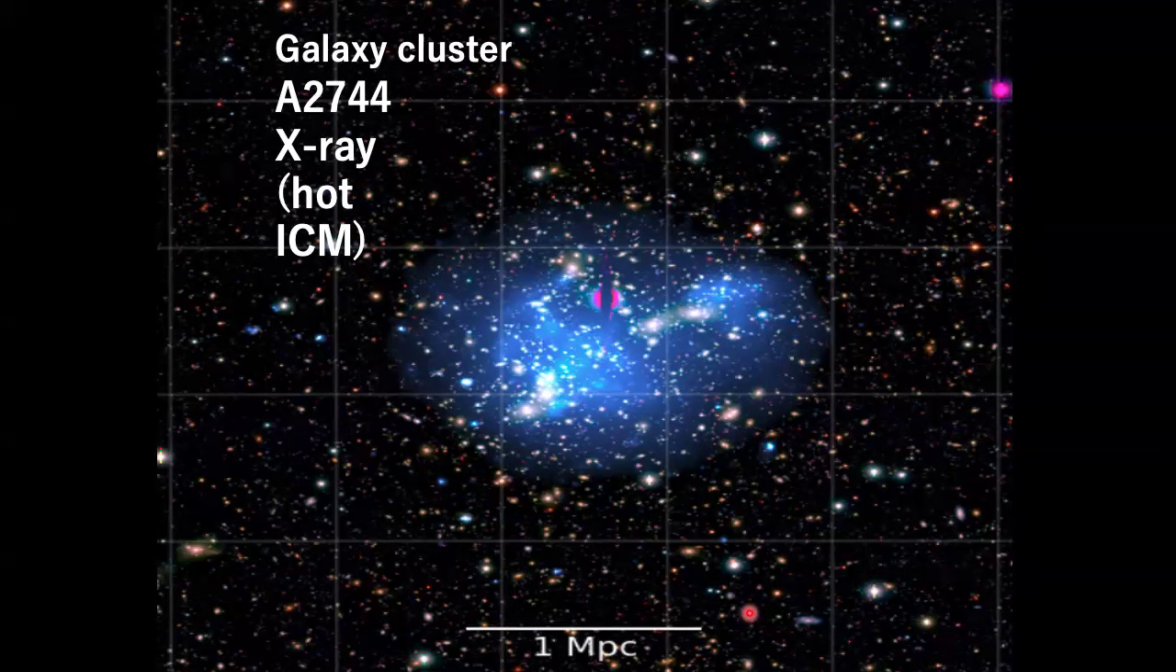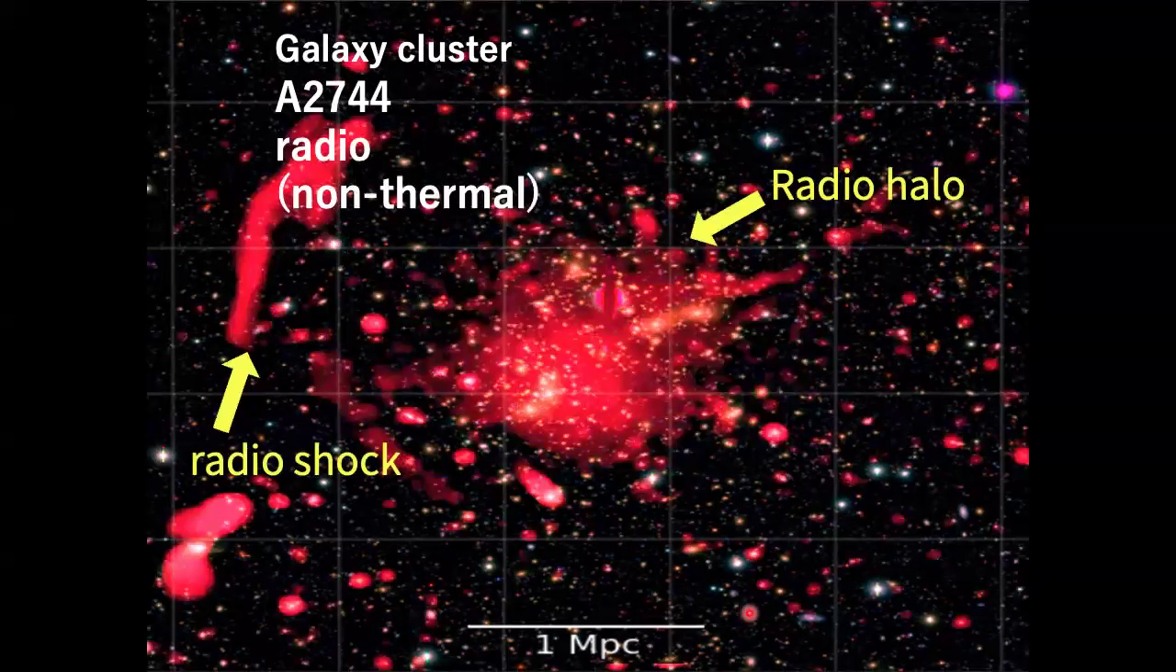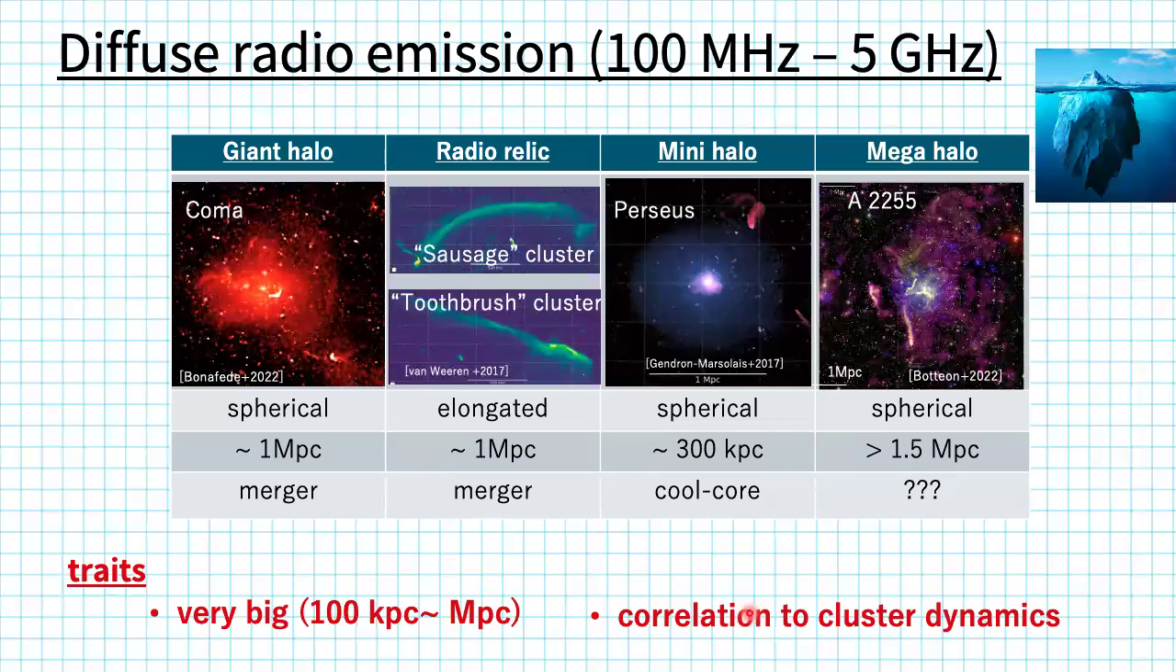If you see this galaxy cluster in radio wavelengths, you see it like this. You can see a very spherical halo-like structure in the central region, and also an elongated filamentary structure, which is called a radio shock or radio relic. This radio emission is produced by relativistic particles, especially relativistic electrons. So this means galaxy clusters are filled with relativistic electrons and also magnetic field. This is synchrotron radiation from relativistic electrons. There are several kinds of diffuse radio emission in galaxy clusters, where, for example, the most basic one is the giant halo.